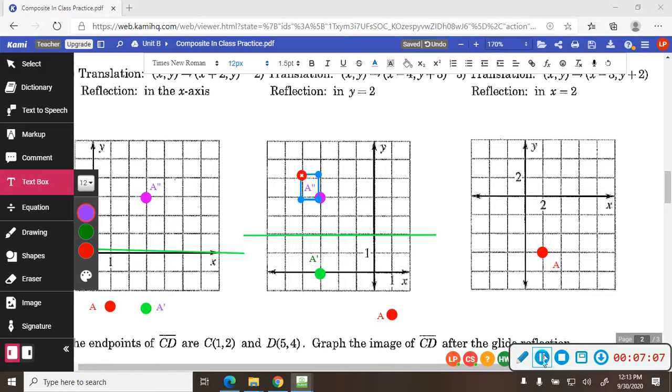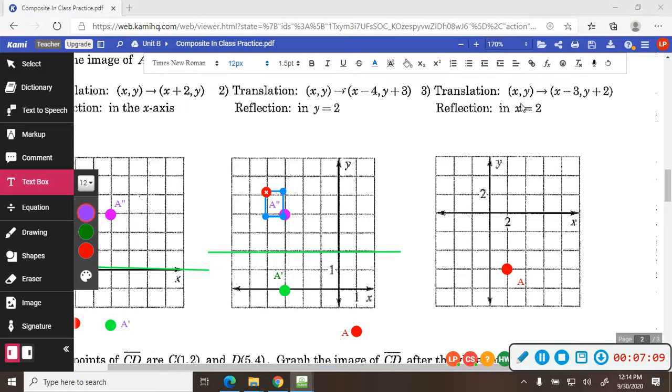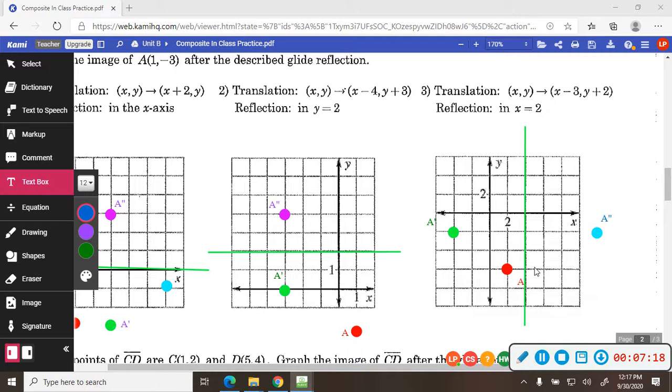Now go ahead and try problem number 3. Do the translation and then the reflection and see what happens. So now you should have gone from A to A prime to A prime prime.